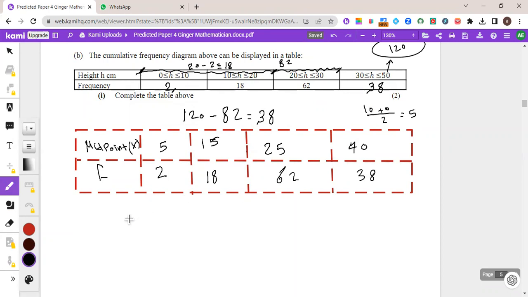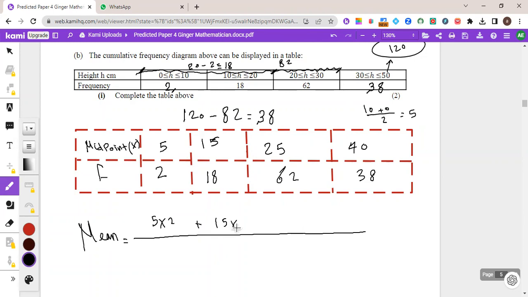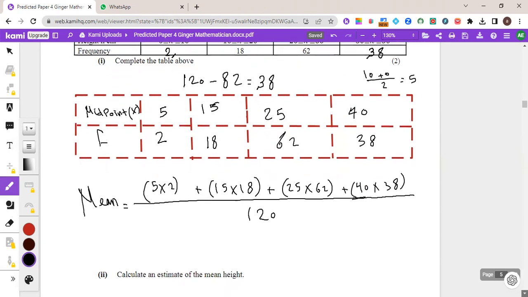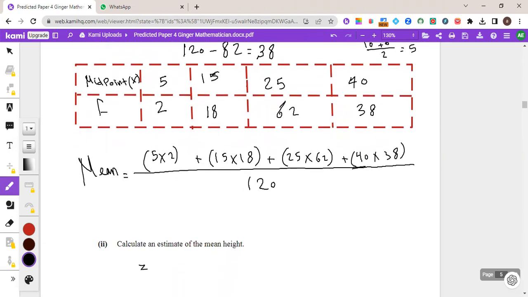Now if you want to find the mean, you just multiply 5 times 2 plus 15 times 18 plus 25 times 62 plus 40 times 38 over the total. والتوتال عندنا هنا معروف اللي هو كام؟ اللي هو 120. حد كده بقى يحسب لي الانسر بالكالكوليتر بسرعة. 27.916 اللي هو 27.9. That is the mean.